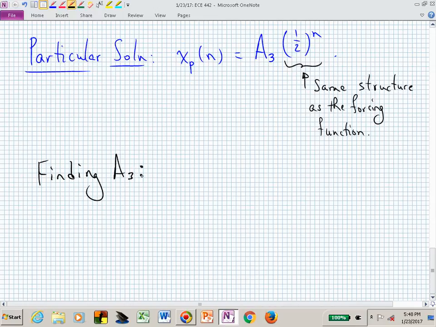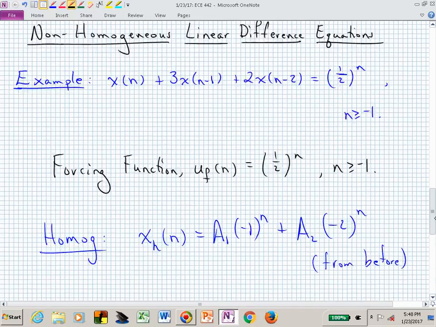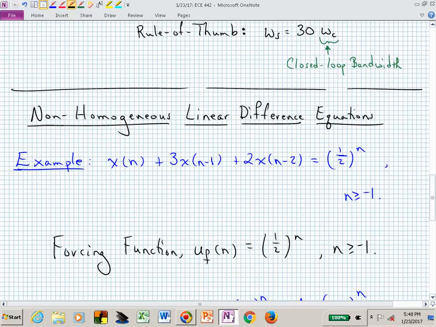Or we now use this structure, x sub p of n, in this forced linear difference equation. Meaning, when we see an x sub n, we replace it with x sub p of n, the structure that we're assuming. When we see an x sub n minus 1, we replace everywhere we have an n in the x sub p of n with n minus 1. For n minus 2, we replace n with n minus 2. And then we will only have one unknown in that equation, and we can solve for that unknown, which is a sub 3.